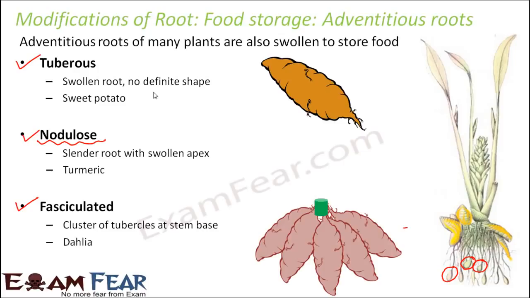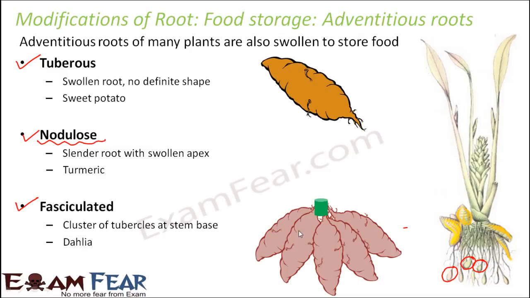But instead of one such root, you have bundles of root. So here you can see at the stem base, this is the stem base. From there originates many such tuberous-like structures. So this kind of root is known as fasciculated and it is generally seen in plants like dahlia. So these are some of the root modifications, in fact, adventitious root modifications in some plants.